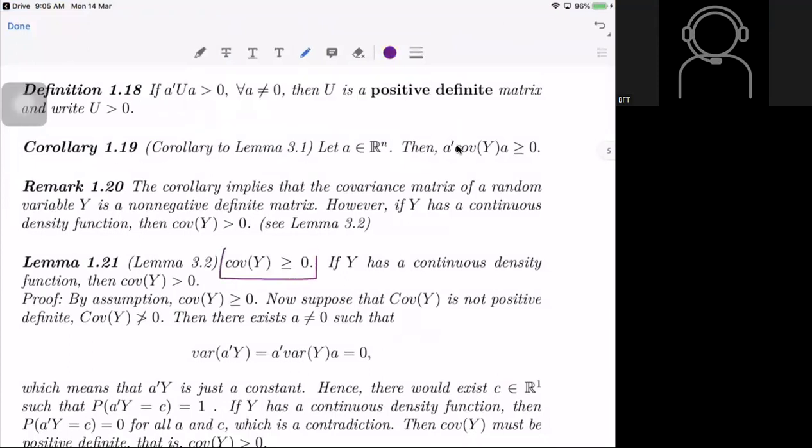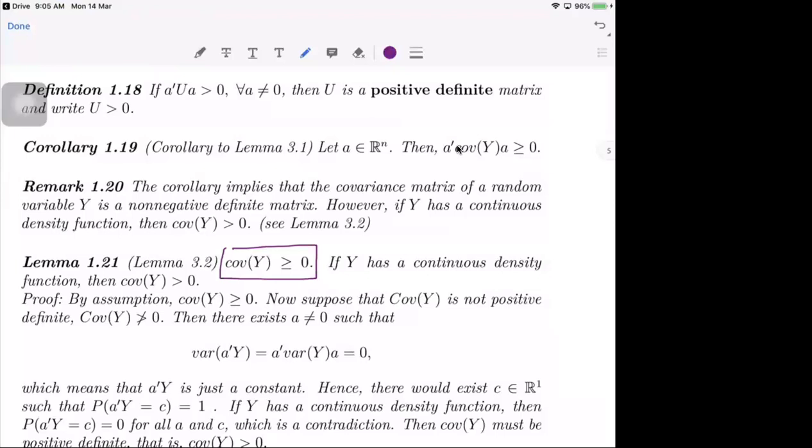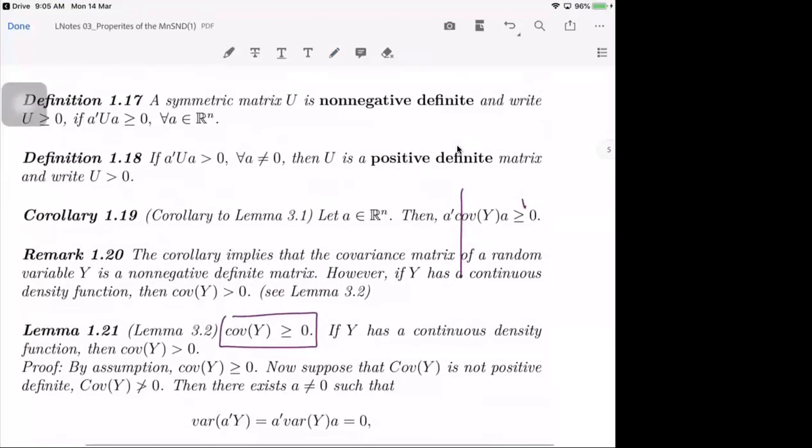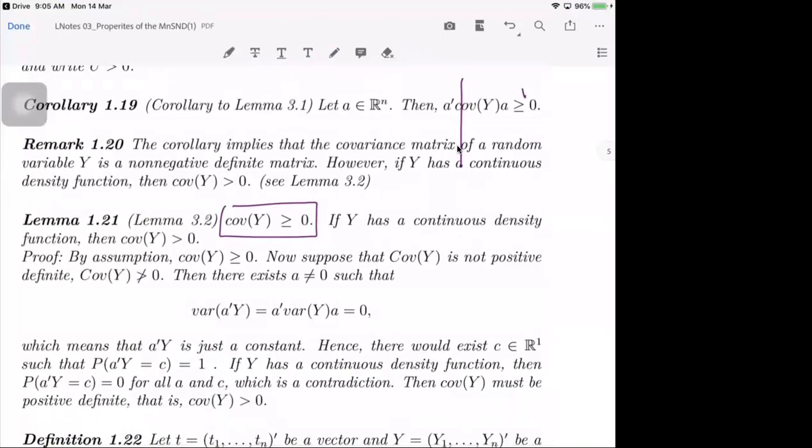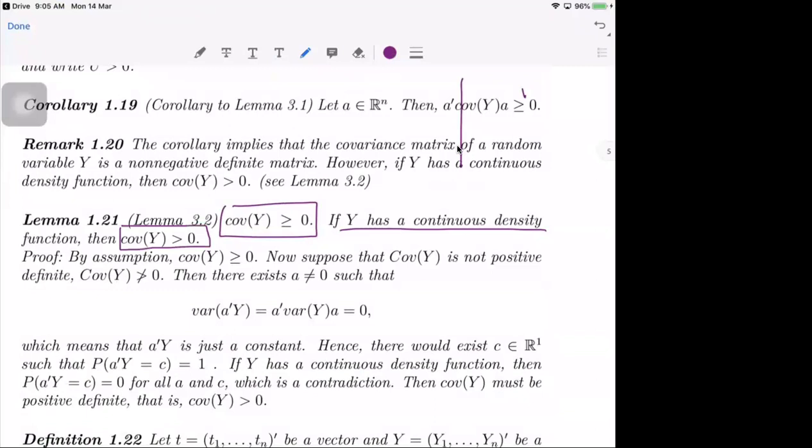Okay, so as a review, the covariance of your random vector y is always a non-negative definite matrix, no? But if your y has a continuous density function, then the covariance matrix of your y is positive definite. Now, it is very important for a matrix to be positive definite because of what I just said.